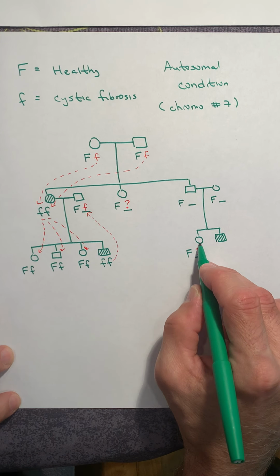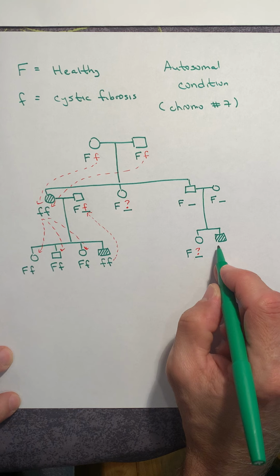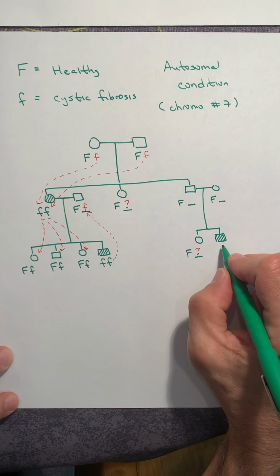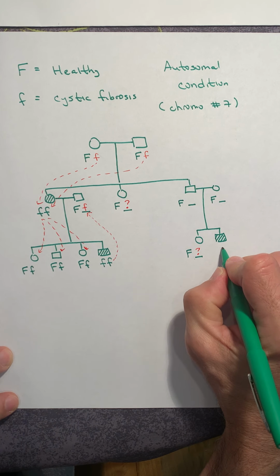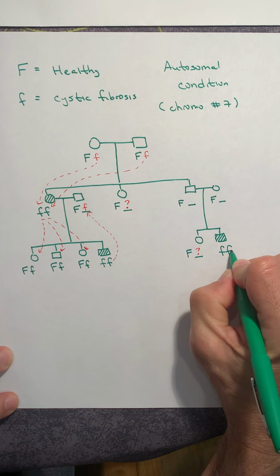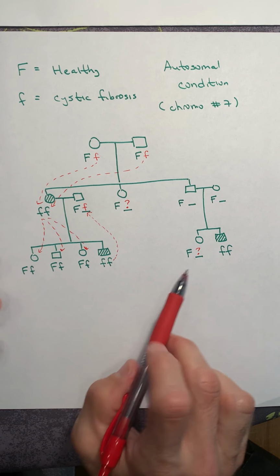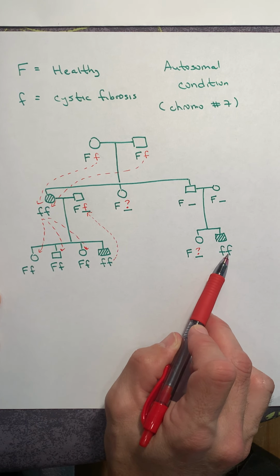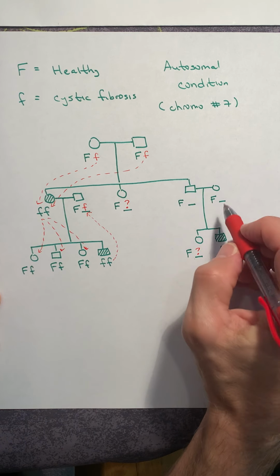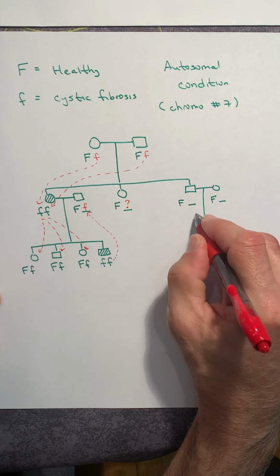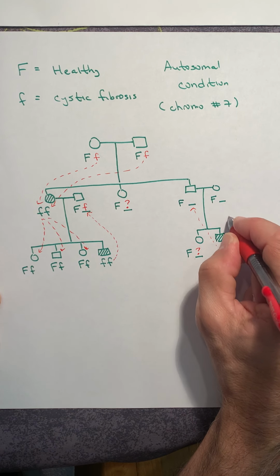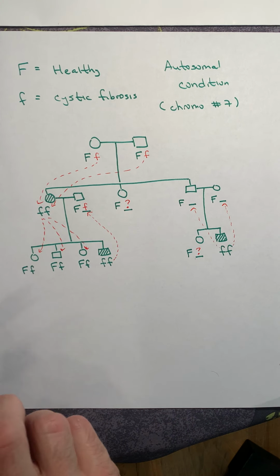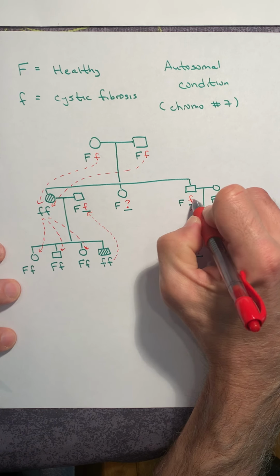All right, so let's take a look at her brother. So her brother has cystic fibrosis. Therefore, his genotype is little f, little f. Well, if he's little f, where did he get these two alleles? From, of course, his biological parents. So then this feeds back to here, and this feeds back to here, and the parents, therefore, are both carriers.